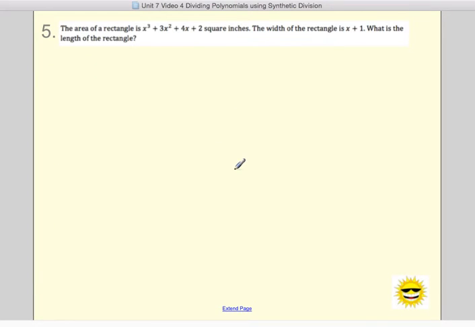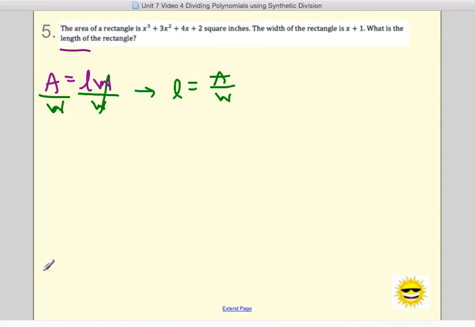Number 5 says the area of a rectangle is x to the third plus 3x squared plus 4x plus 2 square inches, and the width is x plus 1. We want to find the length. So, area of a rectangle, length times width. I want to find the length, so I would divide by W. So my length is equal to my area divided by my width.